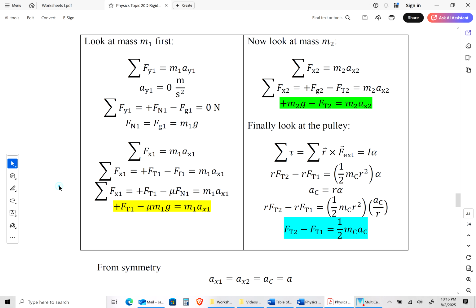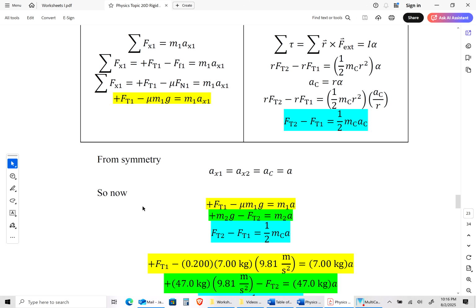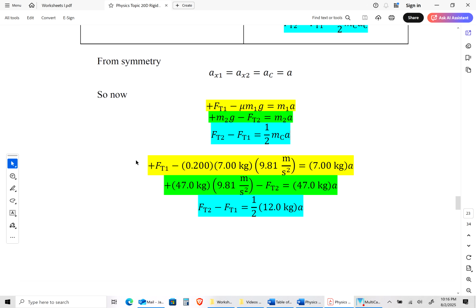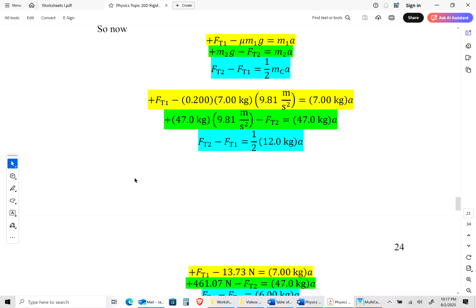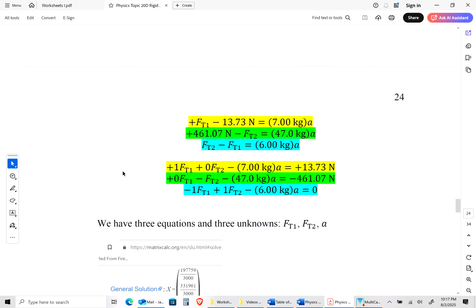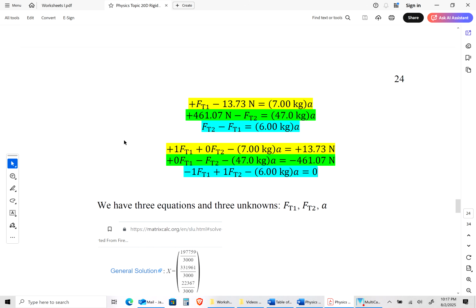So from symmetry, a sub x1 equals a sub x2 equals a sub xc equals a. So now we have these three equations. Let's plug in the numbers that we know. Three equations, three unknowns is painful to solve. We're solving for force tension 1, force tension 2, and acceleration. So we simplify it to be this, and I move all the unknown variables to the left side, and the numbers to the right side.